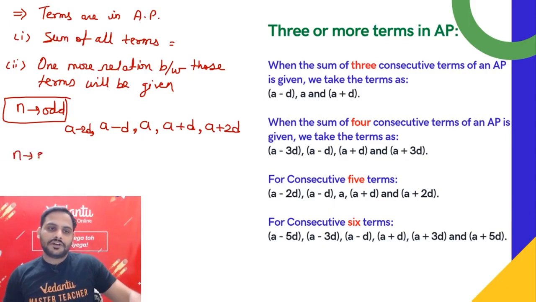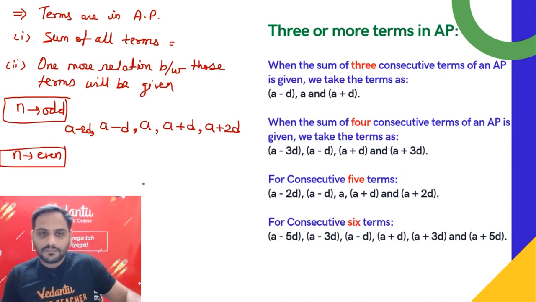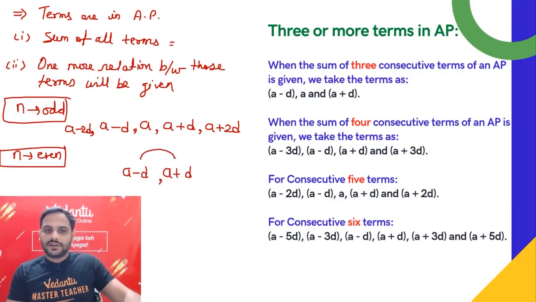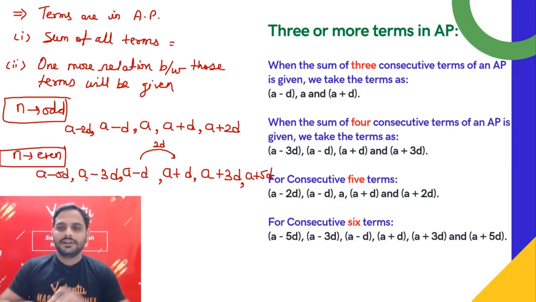If your number of terms is even, then the middle two terms, one will be A minus D, the other will be A plus D. If these are the two terms, you can clearly see you have added 2D. So from now onwards, every time you have to add 2D. In A plus D, add 2D, you'll get A plus 3D. Here write A minus 3D. If you want one more term, here you'll get A plus 5D, and here you'll get A minus 5D, and so on. Alright. So please take a screenshot of this page.